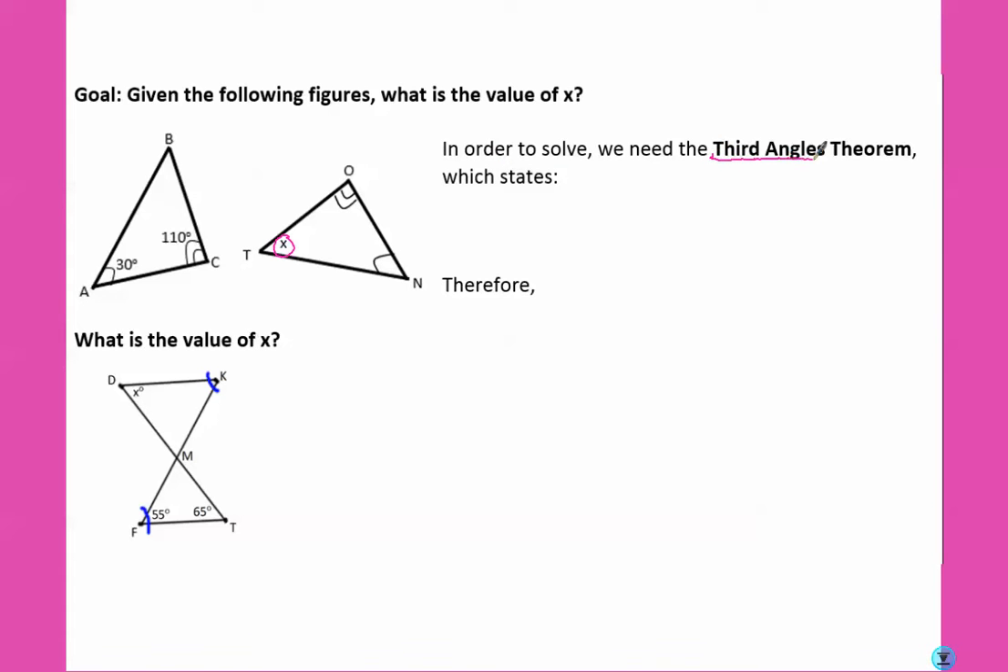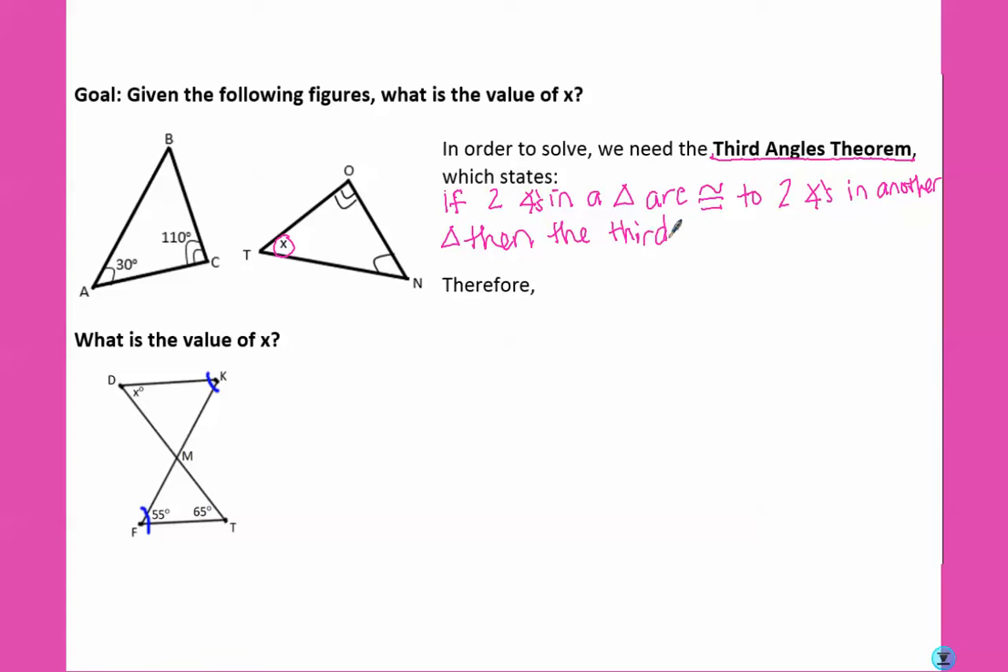angles theorem, which states if two angles in a triangle are congruent to two angles in another triangle, then the third angles in the triangles are also congruent.